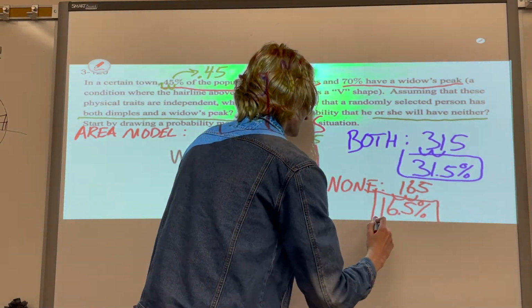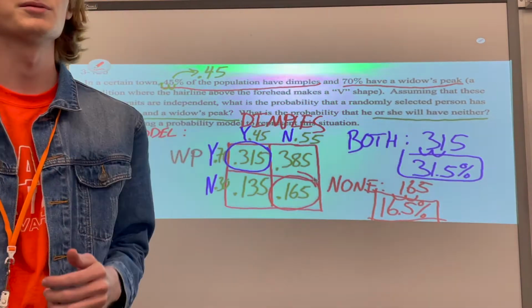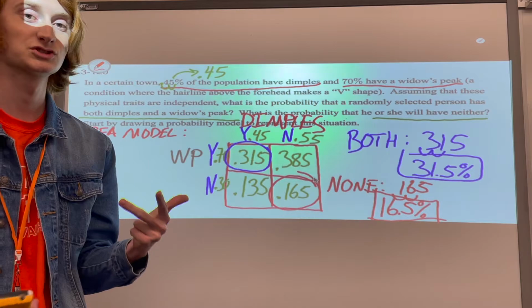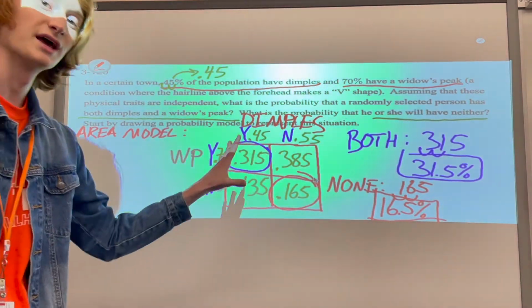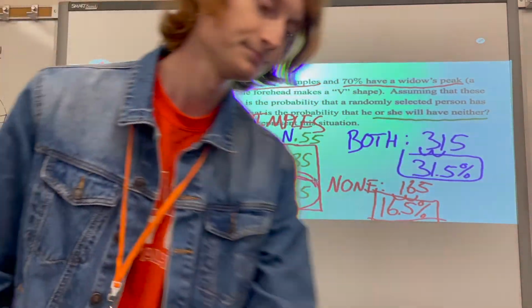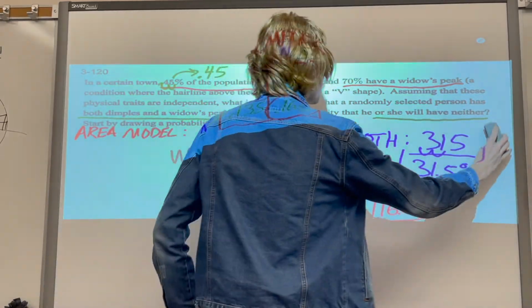Keep in mind on the test, we might ask you to write your probabilities as a fraction, a decimal, or a percent. So be ready for any of those, okay? So that's how to solve it with an area model. Now I'm going to show you how to solve it with a tree diagram. 2 different ways to solve it. Both of them will get you the same exact answer.